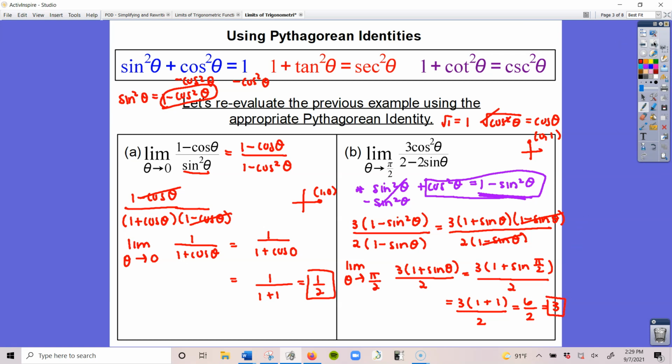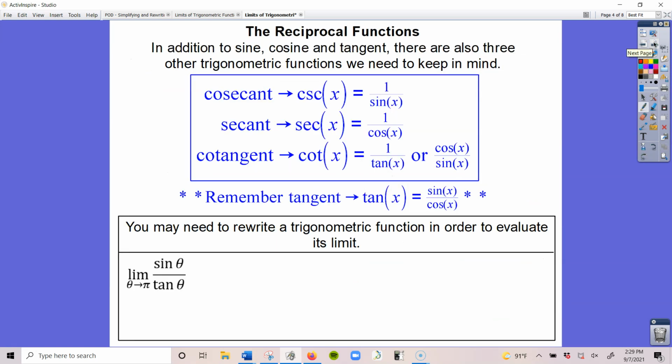Let's look at some other identities that are commonly used for these types of limits. These are the reciprocal functions that we've used already in the past. We have cosecant, which is the reciprocal of sine and can be written as 1 over sine x. We have secant, which is the reciprocal of cosine, that could be written as 1 over cosine x. And then we have cotangent, which can be written as 1 over tangent, or cosine over sine, since tangent is sine over cosine. And since they're reciprocals, that just means that this fraction gets flipped to give us this one.